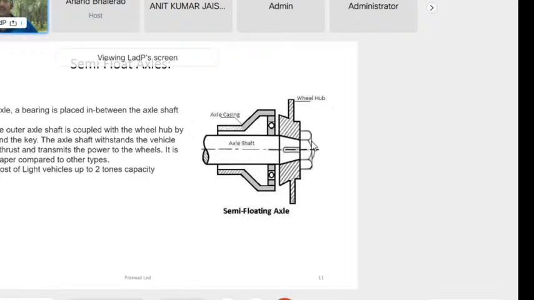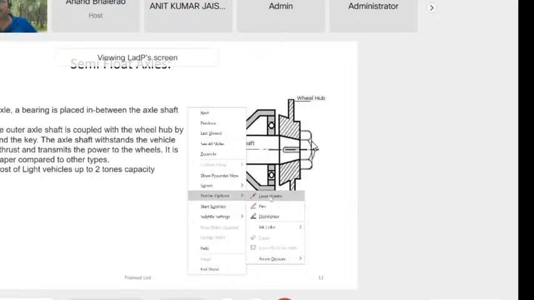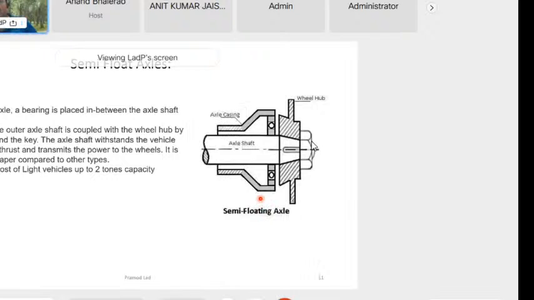So this is a semi-float axle arrangement, as you can see here. This is the axle housing or axle casing, and this is the axle shaft. There is a bearing arranged in between the housing and the shaft. And this is the hub where the wheel will fit. In this type of arrangement, the shaft is coupled with the wheel hub by using a lock nut. And the axle shaft withstands the vehicle weight, driving thrust, and transmits the power to the wheels.